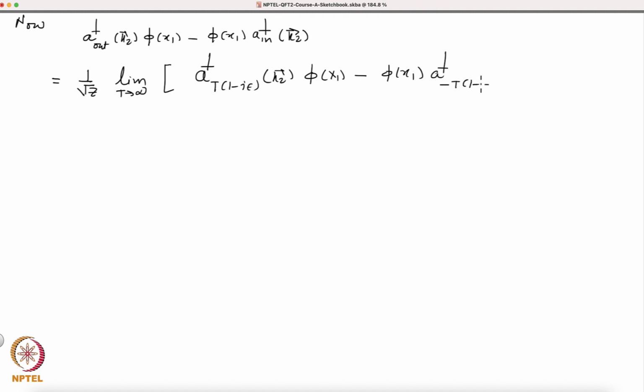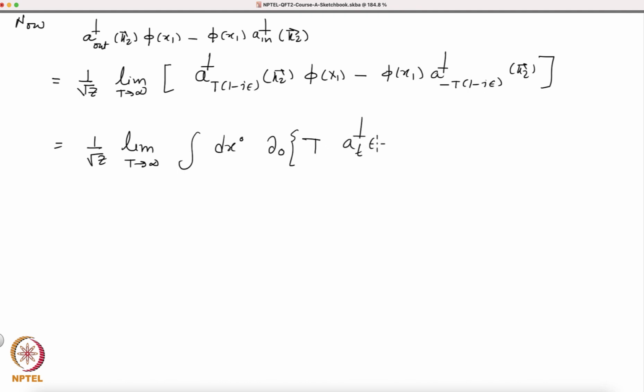Remember that in states involve minus T. Okay, so this is fine, and again the trick as before: integral dx naught del naught of this entire thing, but this time I have to be a little more careful. Let me first write the result and then I'll tell you.